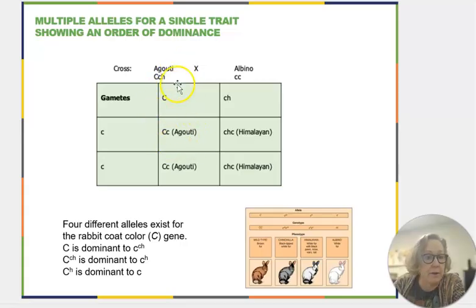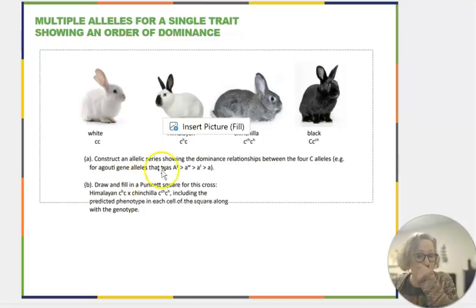So we have big C and then a CH for this one. A C and a CH. And albino is little c, little c. You just have to read the problem and set it up correctly and then go back and see what the color is. It's not harder. It's a single monohybrid cross. You just have more than two choices. You just have to figure out which one of these is dominant. This is the same thing we're going to do with blood type. I'm giving you one. Here's another one with chinchilla versus Himalayan.